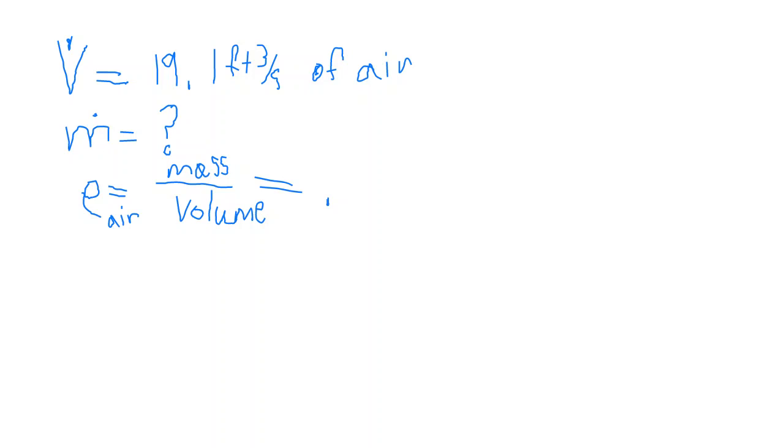All right. So it is 0.077595 and so on. So we basically go 0.076, and that's pound mass per cubic foot.